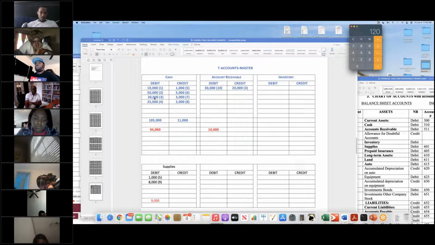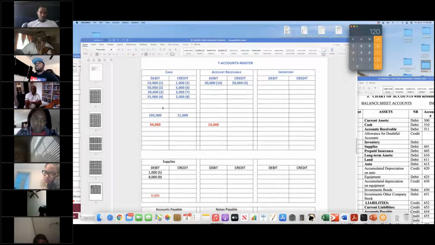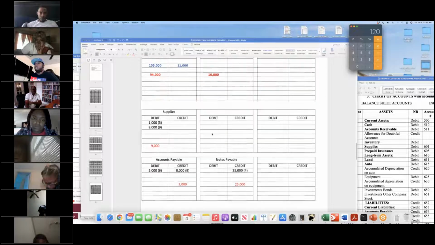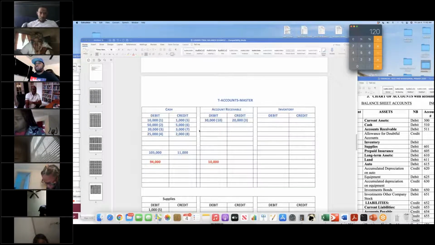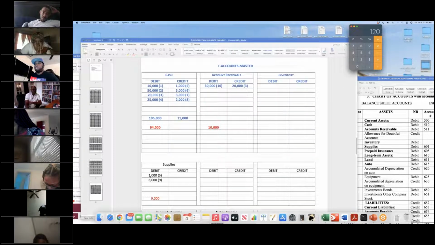Then we go to journal entry 3. It's 20,000 in cash, and it's 20,000 in accounts receivable. Then we go to journal entry 4. It's 25,000 in cash, and we should have a note payable for 25,000. Then we go to journal entry 5. Said the credit was 1,000, and we should have debited 1,000 for supplies. Got 1,000 for supplies.